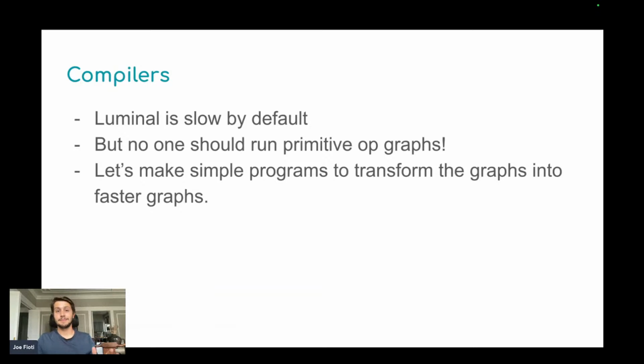So like I said, Luminal is slow by default. We're using these primitive operations, but we're not meant to actually run those primitive graphs. So what we do is we transform those primitive graphs into much faster graphs. And what would we call a program that transforms a very slow high-level representation into a very fast low-level representation? Well, you'd call them compilers. And so most of our efforts are on building a really, really great ML compiler.